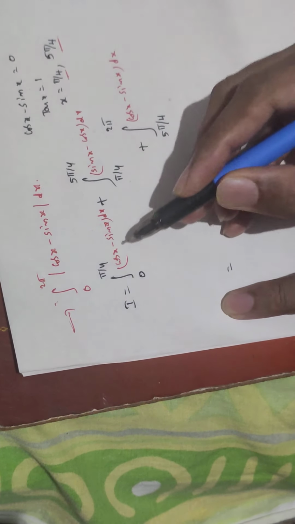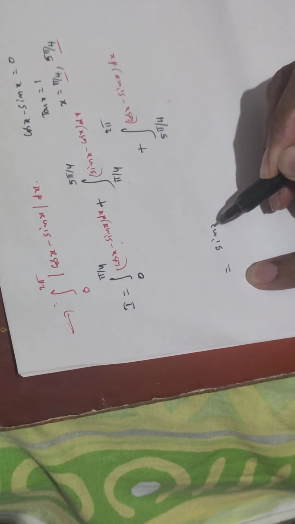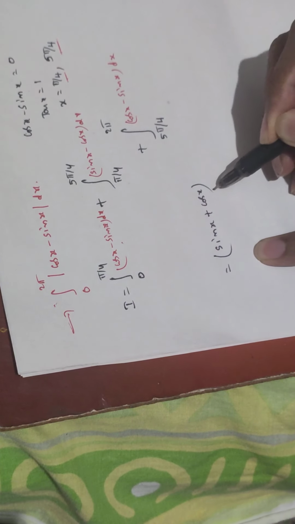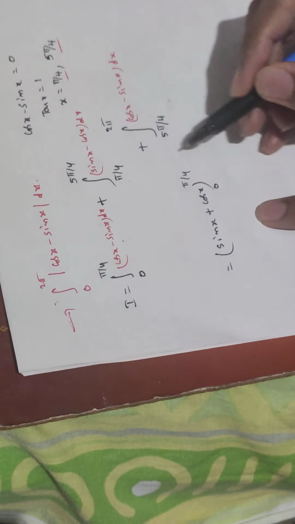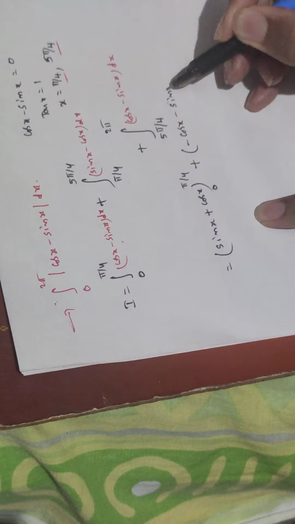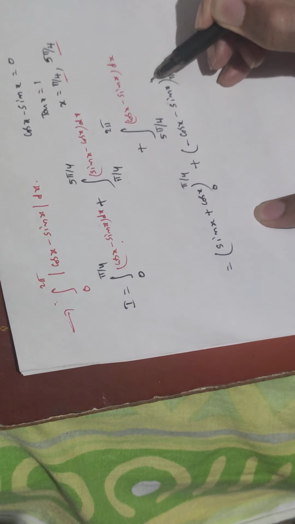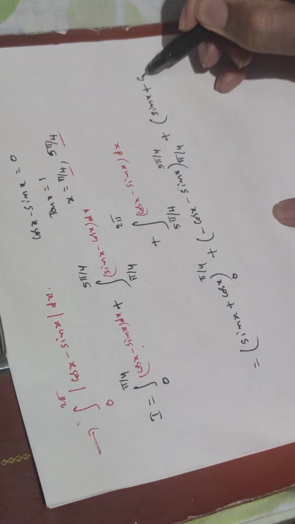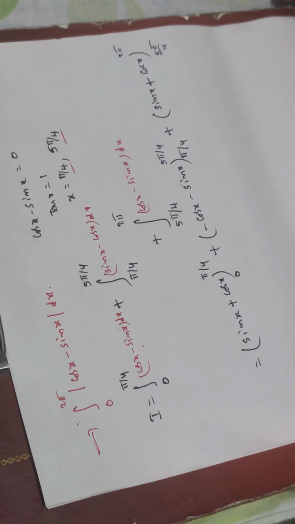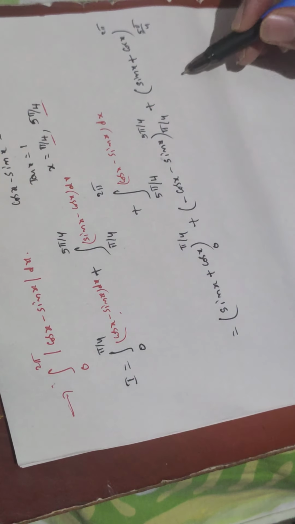Now just integrating and substituting the values, you will get the answer. Actually the integration of cos x is sin x, plus the integration of sin x is minus cos x, over the limits 0 to pi by 4. Here minus, cos x minus sin x from pi by 4 to 5 pi by 4, plus sin x plus cos x from 5 pi by 4 to 2 pi. So after substituting we will get the answer.